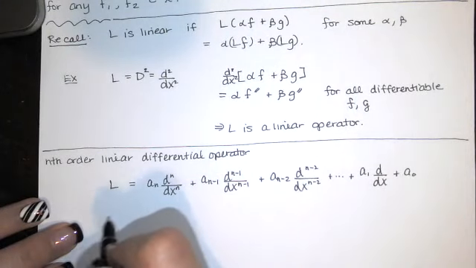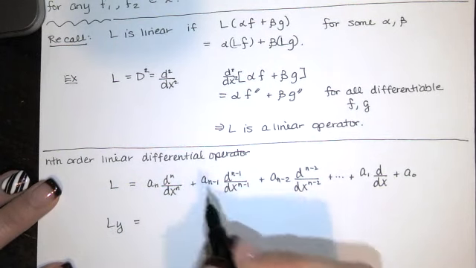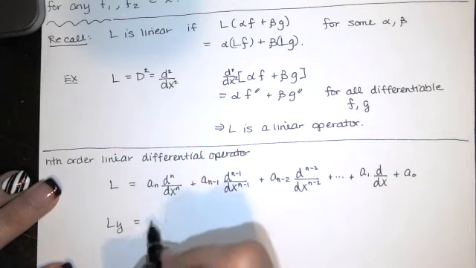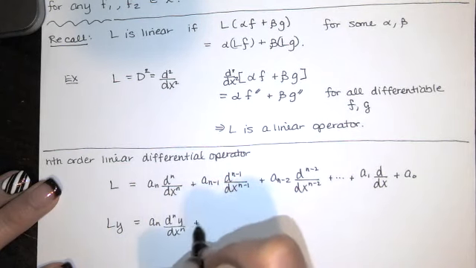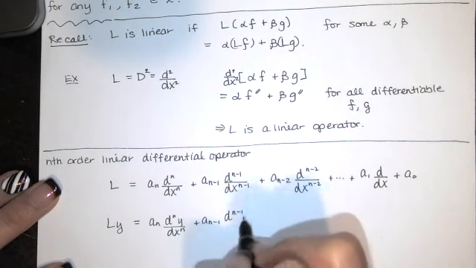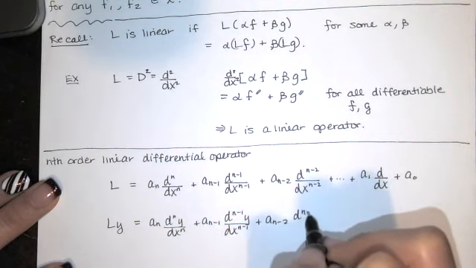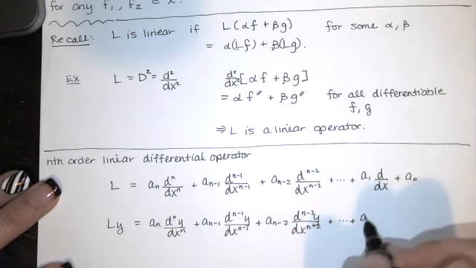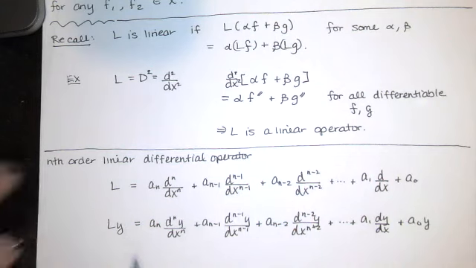If you take that and apply it to a function y, all you're saying is do this to y. So it's like it distributes. So we would end up with that constant times the nth derivative of y with respect to x, plus the next constant times the n minus 1th derivative of y with respect to x, plus another constant times the n minus 2nd derivative of y with respect to x. And you just keep going until eventually you end up with dy/dx times a constant plus a constant times y. So that is a linear operator.